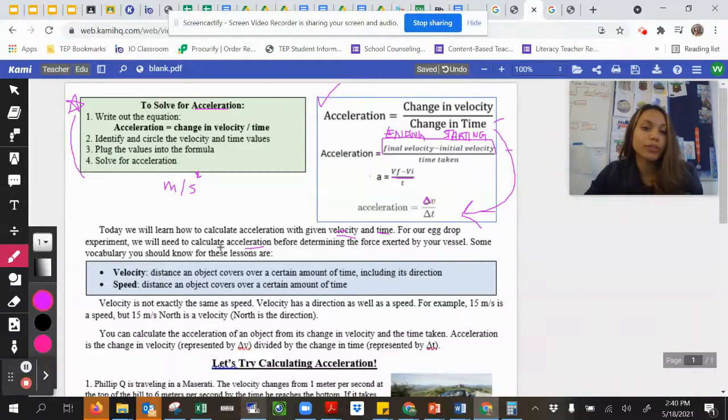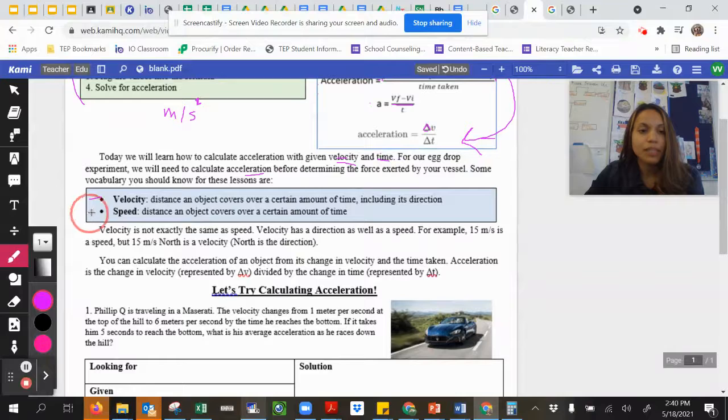So some vocabulary you should know are velocity and speed. These are going to be used interchangeably, meaning that we're either going to say velocity or speed, depending on what we're talking about and what we know. So if we say velocity, that means that it is a distance covered over a certain amount of time, but including its direction. That's the main thing. That's the main difference. Speed is still the distance over time. Okay. So we're going to be using these interchangeably. If I say one instead of the other, like that's the same thing.